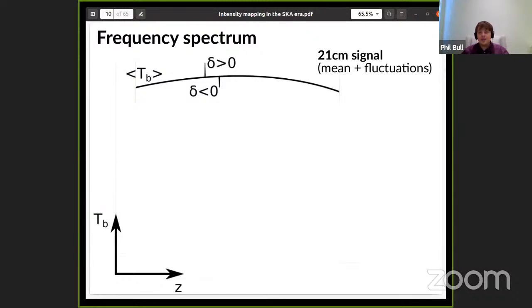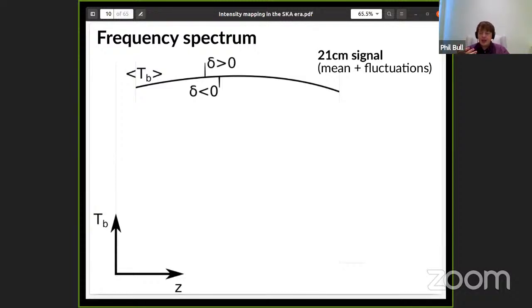So what does the frequency spectrum look like? Remember I said all these radio telescopes, they're spectrometers. So I just want to show you a little cartoon to tell you what I really mean by this. So with the 21 centimeter signal, you have an average brightness temperature of all of the 21 centimeter emission at a given frequency. So that's this T_B in angle brackets that I'm showing you here, which is a smooth function.